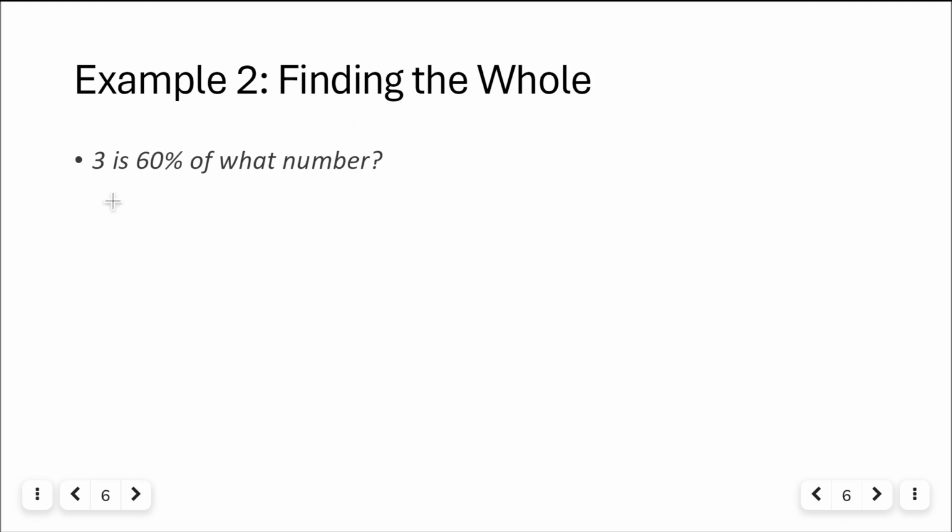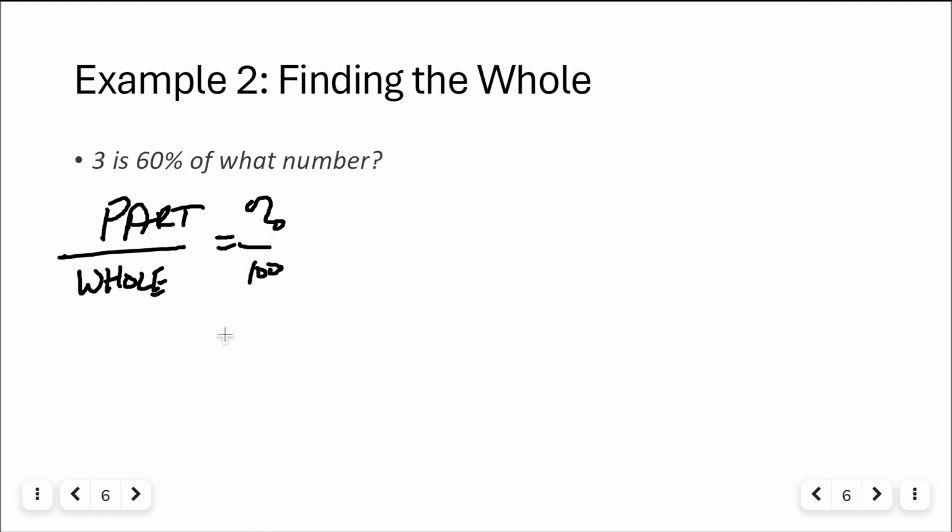All right. So if I say 3 is 60% of what number? So again, I'm going to use my equation, part over whole equals percent over 100. Okay. My percent is 60, 60%. Now, this time, the part is 3, right? It says 3 is 60% of how much? How much would I have to have as a whole amount to make 3 as my part?